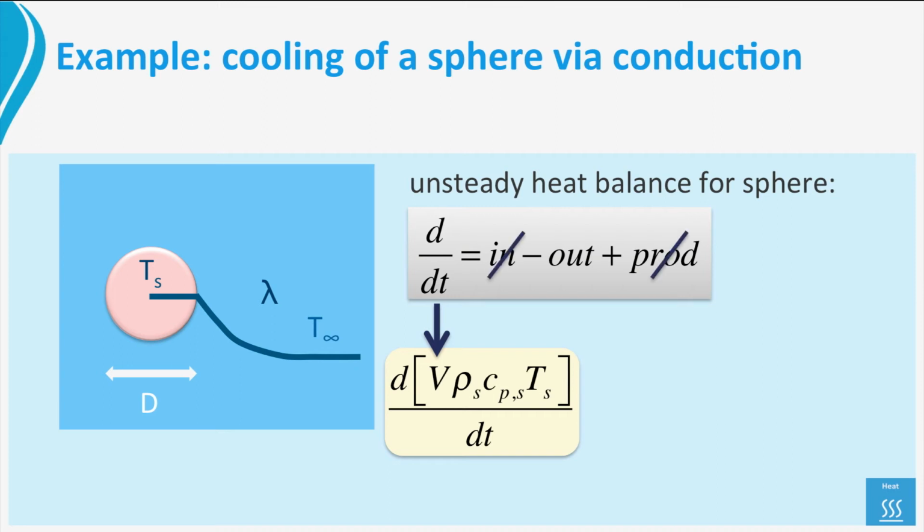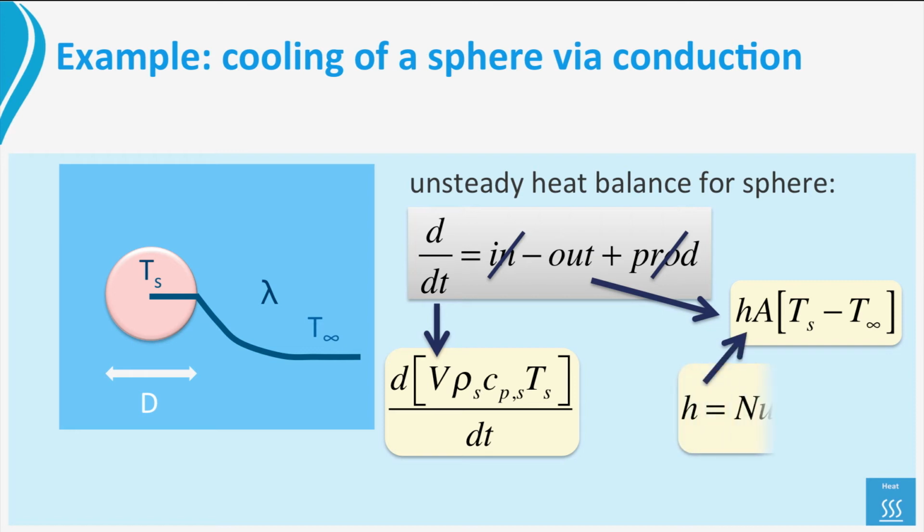On the right-hand side, we first have the in term, which is 0. No heat is flowing into our sphere, as it's hotter than its surroundings. Also, the production term is 0, as there is nothing internally inside the sphere that produces heat. Finally, we consider the outflow, which is non-zero. The sphere is cooling down. We start by describing this via Newton's cooling law.